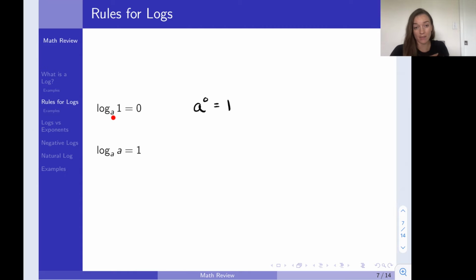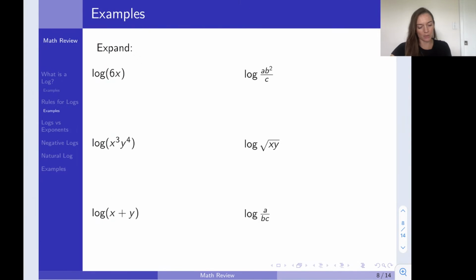So any base you have here, log of 1 is always going to be 0 because anything raised to the 0 power is 1. And then log of a, when the base and the argument are the same number, is going to be equal to 1. That's because a to the power of 1 always gives us that same number back, which we know from our exponents. So this is just a restatement of 2 things we already know, just in log terms.